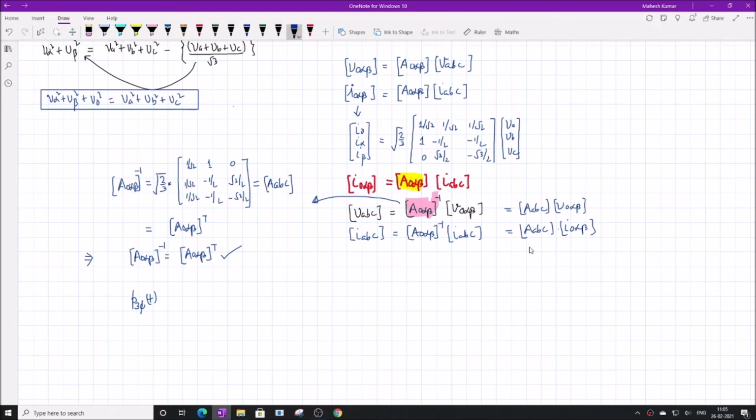okay, will be nothing but, if it is constant in both the cases, it must be same as either VA into IA plus VB into IB plus VC into IC, and this must be same as V0 I0 plus V alpha into I alpha plus V beta into I beta. You can take from any of the expressions. Okay, suppose I take in terms of the alpha beta.